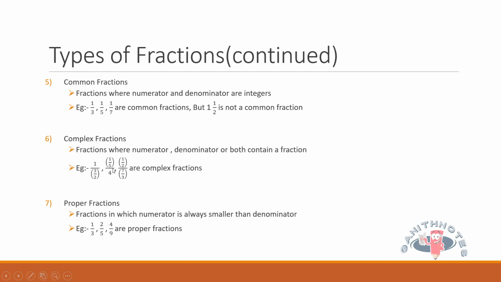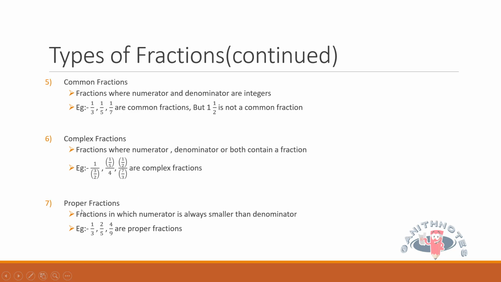Let's see the second example. It is 1 by 5 divided by 4. Here the numerator is 1 by 5, which is actually a fraction, and 4 is an integer which comes as the denominator. So this belongs to the category of complex fractions. The third example is 1 by 2 divided by 7 by 3, where both 1 by 2 and 7 by 3 are fractions, so they belong to complex fractions.